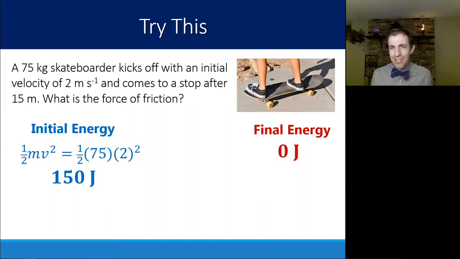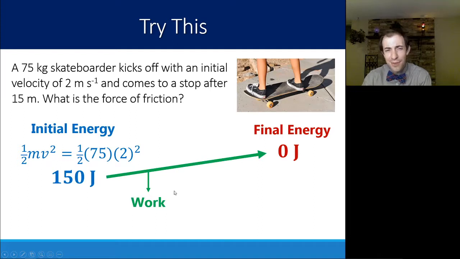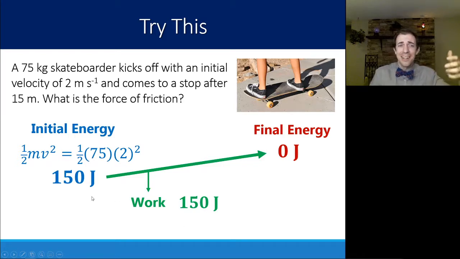Now, my initial energy had to go somewhere. It was dissipated by friction. It ultimately gets transferred into energy of heat or thermal energy or sound energy. But the way it gets dissipated is by transferring to the work being done by friction. Work can be a way of adding energy. It can also be a way of removing energy from the system. Work, in this case, has to be 150 joules because that's my delta between the initial and the final energy. That's how much it changed by.